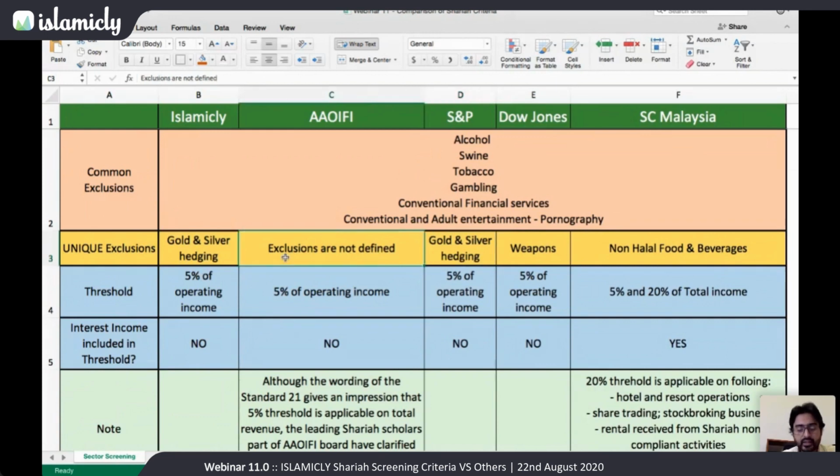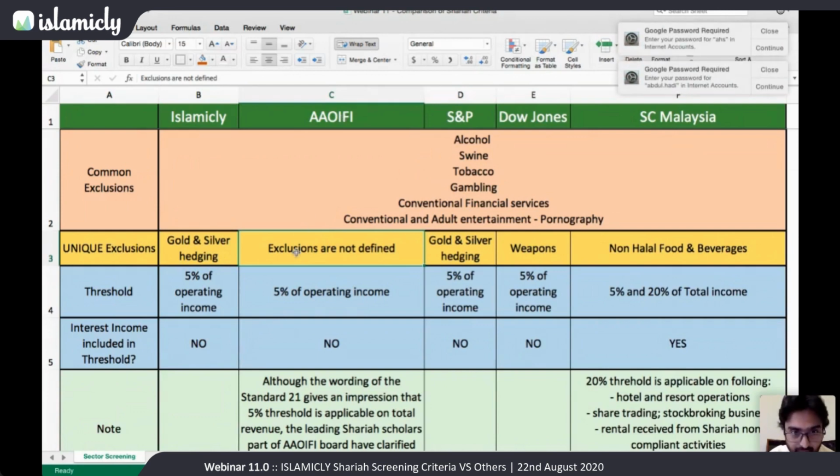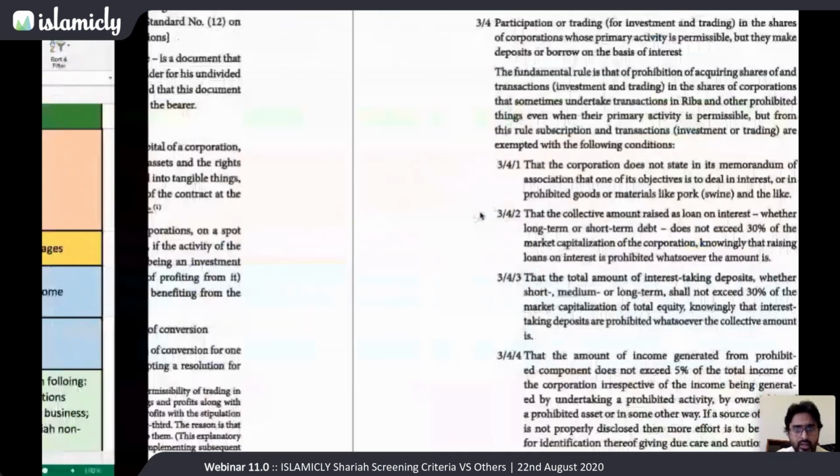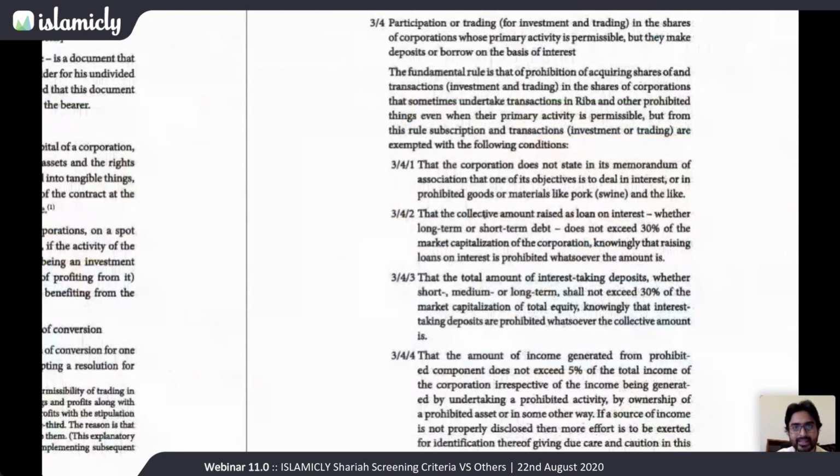The other unique thing that needs to be looked into is, although I have mentioned that alcohol, swine, tobacco, gambling, conventional financial services, and conventional and adult entertainment, as well as pornography, is also the exclusion criteria for AOP, but in their standard, the exclusions are not defined. This one, as I've written in my note, the exclusions are not defined. Let me show it to you.